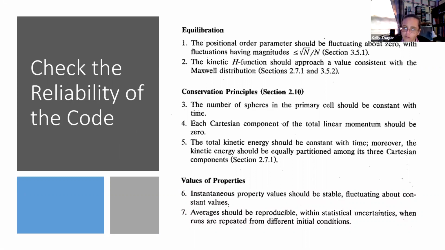And for values properties, we want the instantaneous property values to be stable, fluctuating about constant values, which we also have in regular MD, and averages should be reproducible with statistical uncertainties when the runs are repeated from different initial conditions. So that is something that is very relevant to regular MD simulations, and is something that we test with a number of statistical tests, such as the Chapman-Kolmogorov test, on a regular basis. We'll see this when we get to some of our final exercises when we are looking at MD-based Markov state models.